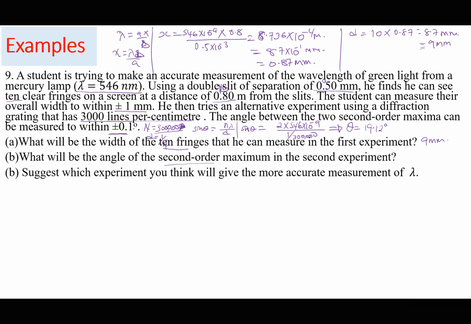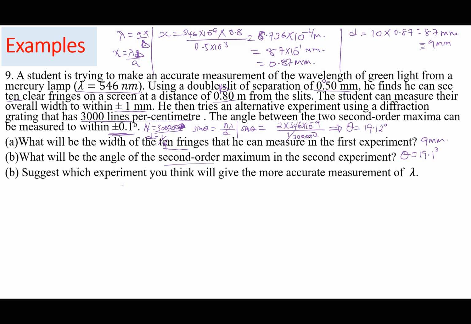So theta is the angle from the center to the second-order maximum. What will be the angle of the second-order maximum in the second experiment? So theta is going to be to within plus or minus, so this is to 1 decimal place. So this is going to be 19.1 degrees.